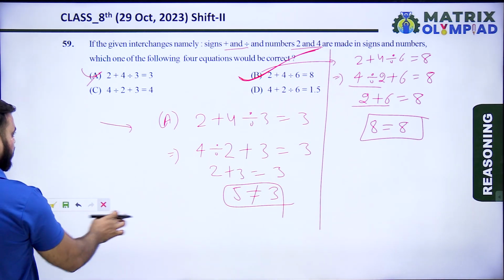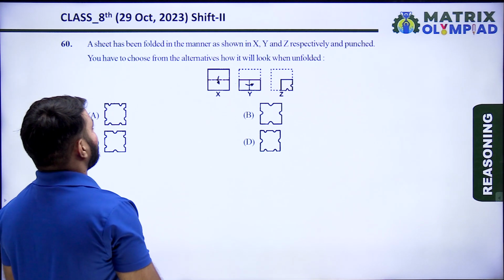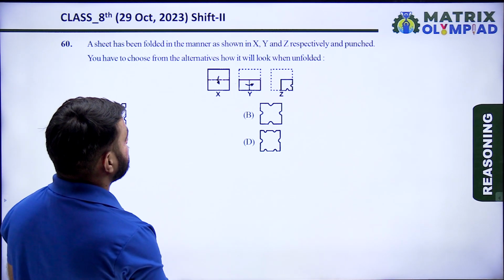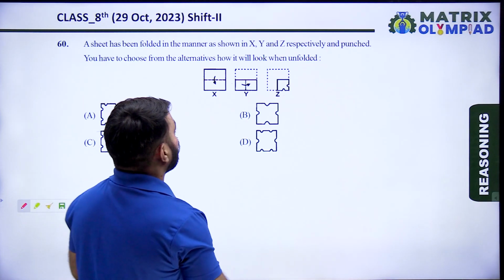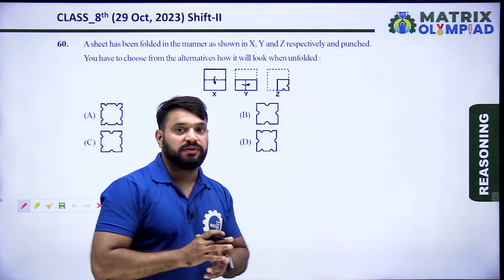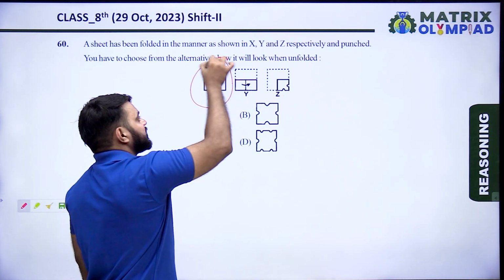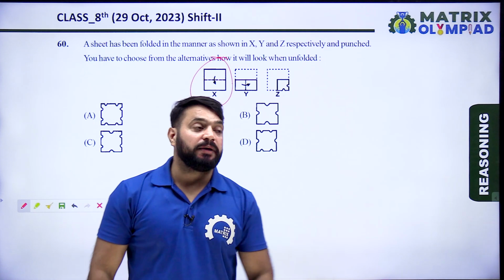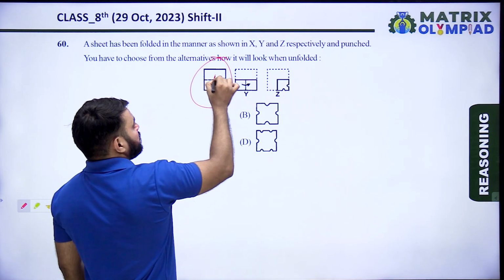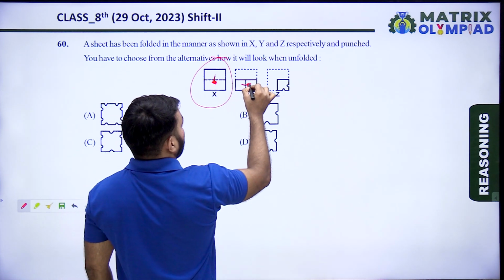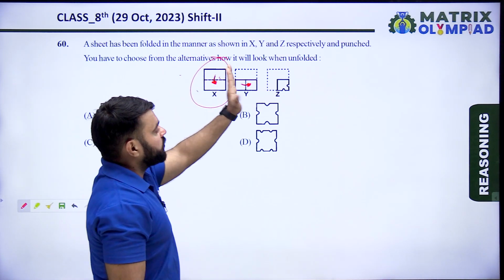So let's move on to the next question. The next question is question number 60. A sheet has been folded in the manner as shown in X, Y, Z respectively and punched. You have to choose from the alternatives how it will look when unfolded. Find the unfolded figure of the given figure. X represents the unfolded paper, and this arrow shows the folding direction of the paper.